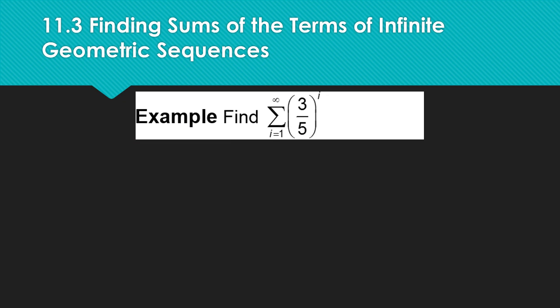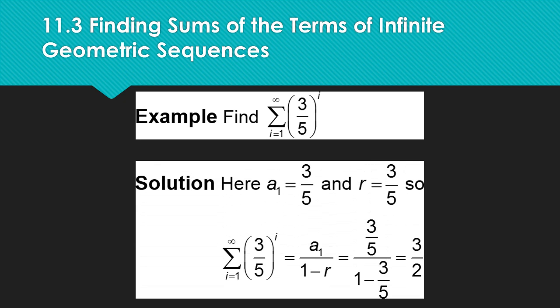Find the sum of this infinite sequence. Notice that you're going from 1 to infinity, and your r is 3/5. Your A sub 1 is going to be 3/5. Pause the recording, give it a try, and resume to check your answer. Okay, so putting the numbers in, we get 3/2.